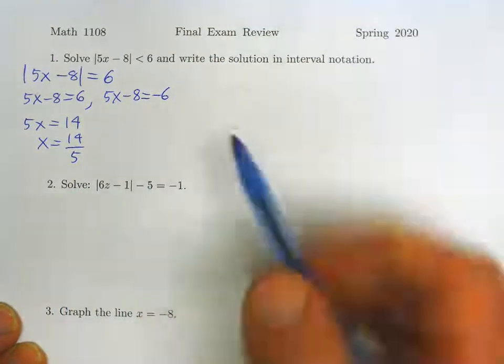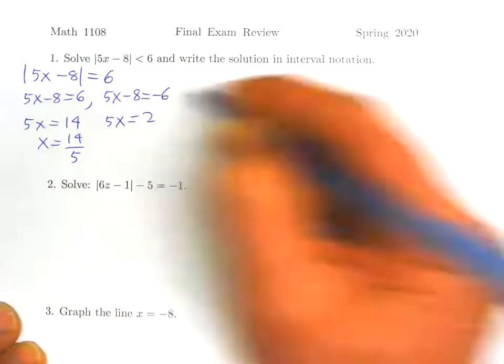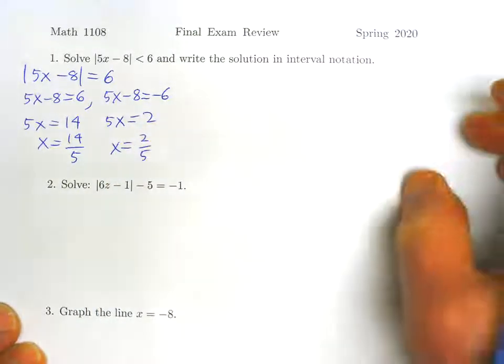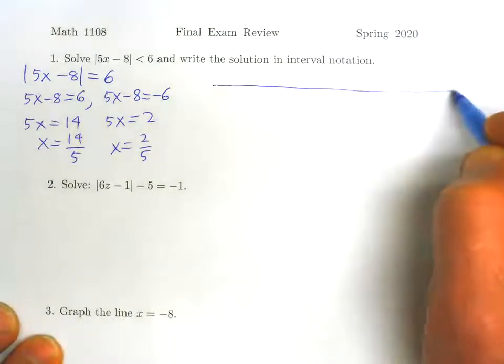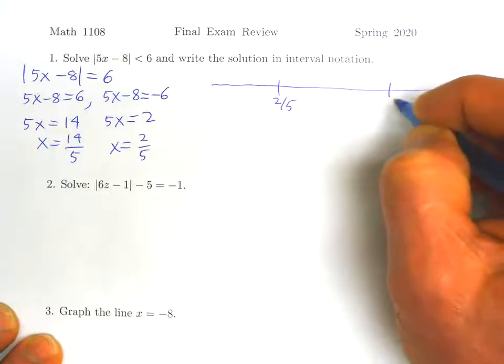Solve the other equation for x. When we add 8, we get 5x equals 2. Then divide both sides by 5, we get x equals 2 fifths. So those are the two endpoints. So on the number line, we plot 2 fifths to the left of 14 fifths.